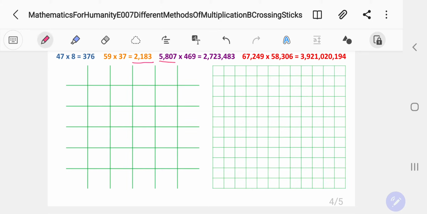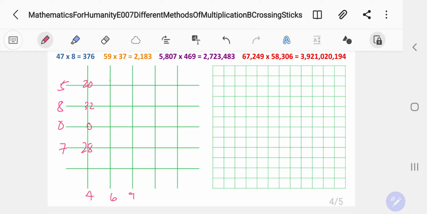Let's do this one. Okay. So we write 5 here, 8, 0, and 7. And then we write 4 here, 6, and 9. 5 times 4 would be 20. And then 4 times 8 would be 32. And then 0 times 4 would be 0. 4 times 7 would be 28.